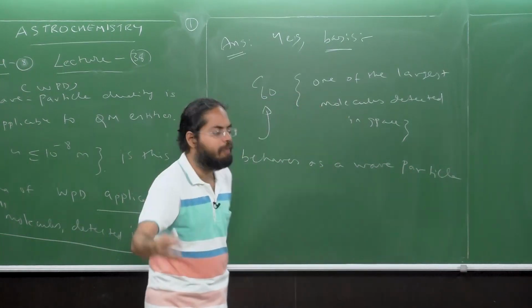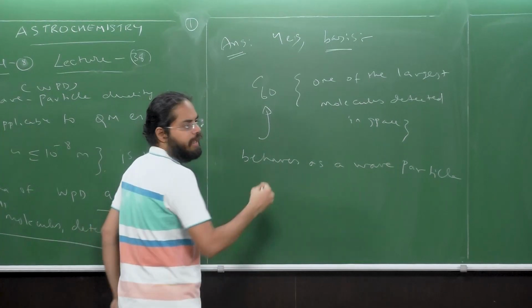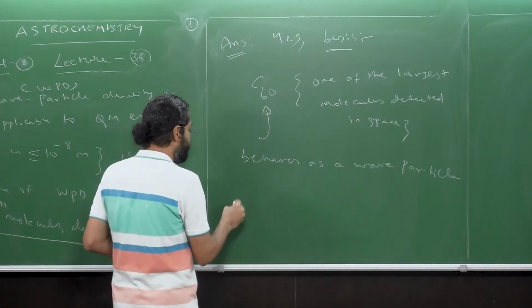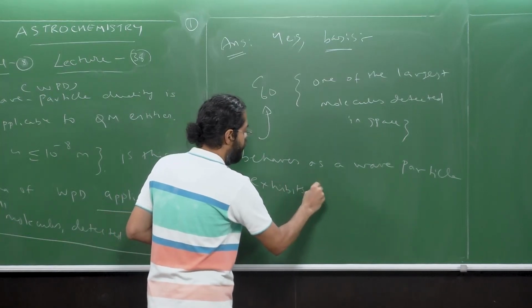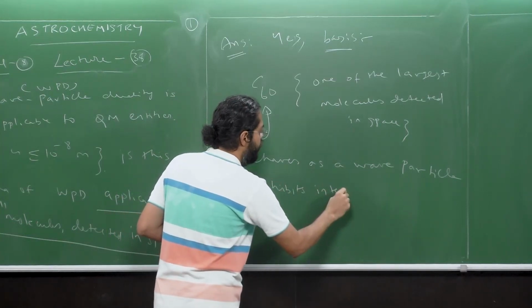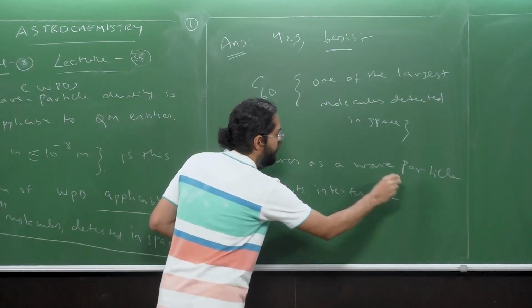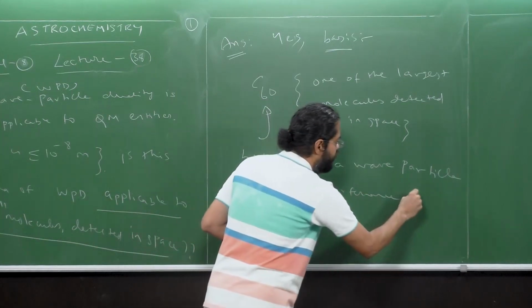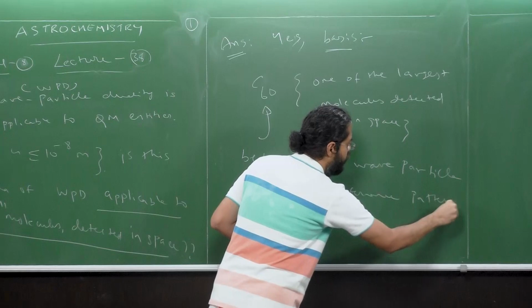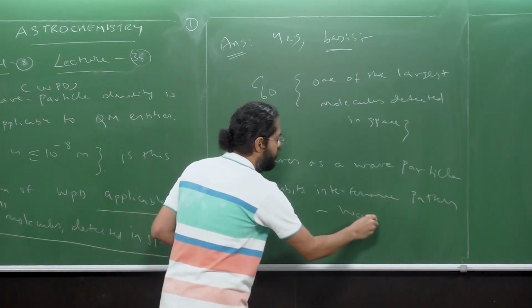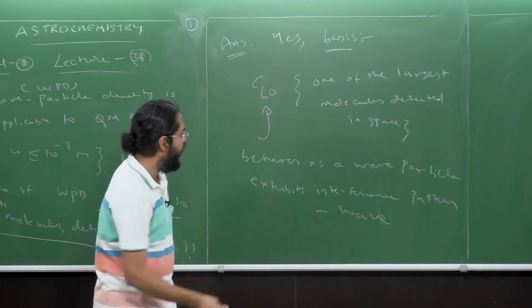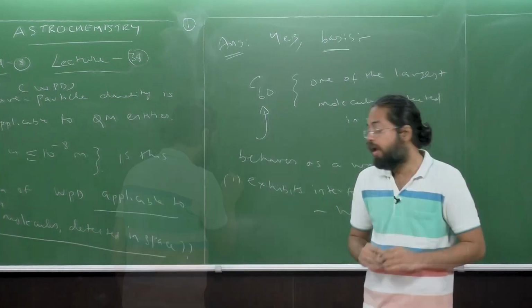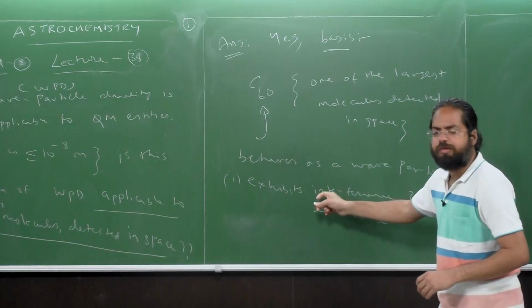How does it behave as a wave particle? Well, it exhibits interference patterns. In other words, it exhibits interference, this is an interference pattern, right? Which means its wave-like nature is well known. And of course, this is one. So as a wave, it exhibits interference patterns.